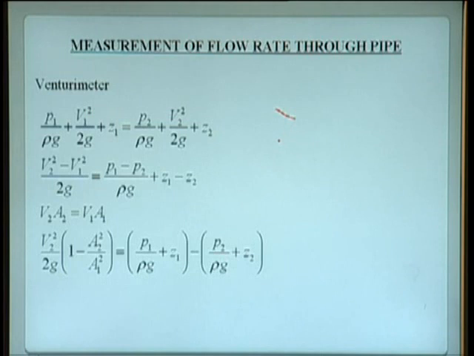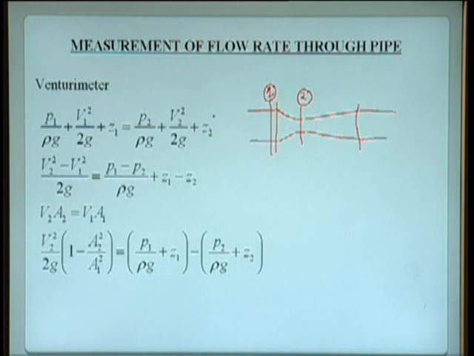suppose this is the shape of the Venturimeter. Here we have a throat, then we have a diverging portion, and then it is connected to a pipe, and here also it is connected to a pipe, right. This portion of this figure is known as Venturimeter. So between point 1 somewhere here, this is section 1, and at the throat we have a minimum area, so this is section 2. Between section 1 and 2 we apply the Bernoulli equation. So the Bernoulli equation is applied between section 1 and 2.